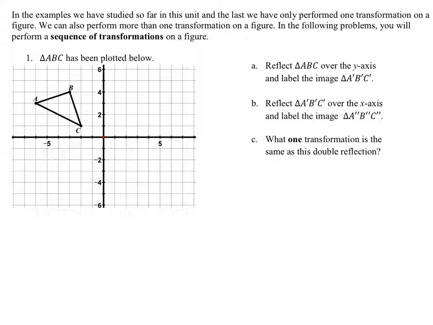Well, number one, we have triangle ABC, and we are going to reflect it over the y-axis, and label the image triangle A prime, B prime, C prime.